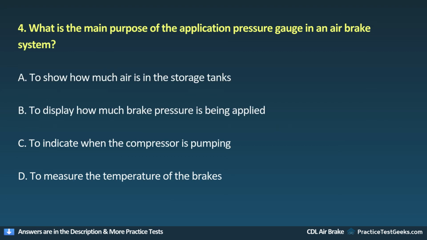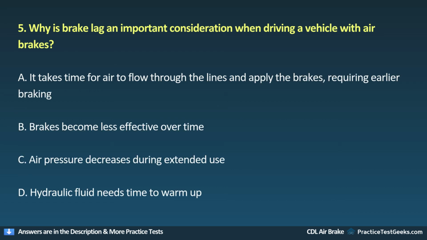4. What is the main purpose of the application pressure gauge in an air brake system? A. To show how much air is in the storage tanks. B. To display how much brake pressure is being applied. C. To indicate when the compressor is pumping. D. To measure the temperature of the brakes.